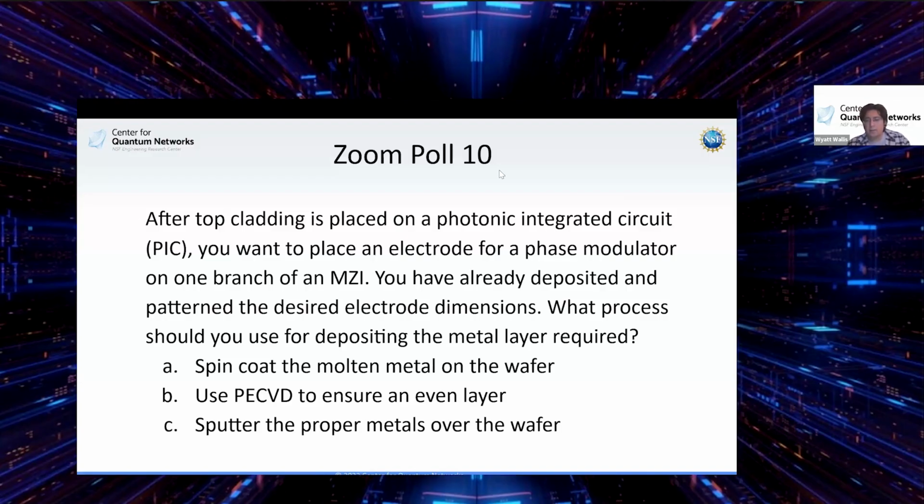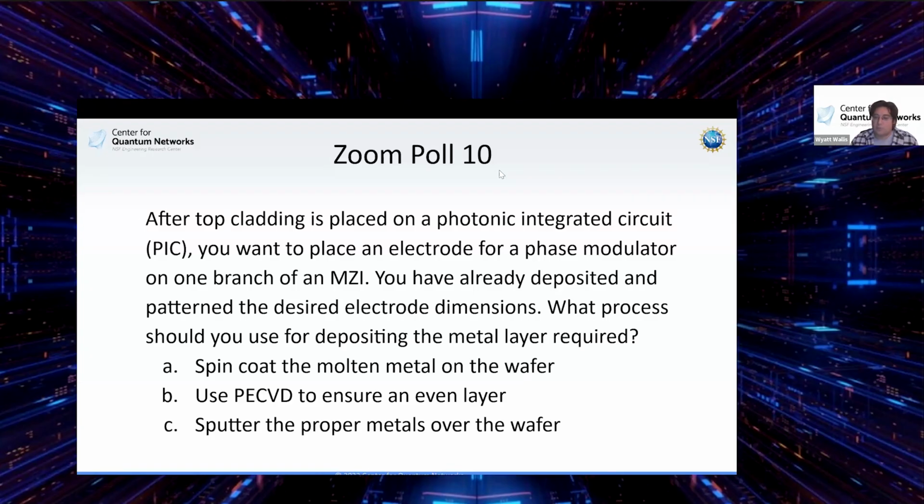Alrighty. So we had a good amount of people say PECVD, and a good amount of people say sputtering. Most of the time when it comes to metals, I would suggest sputtering. PECVD is not usually the one that you would use for metals. There are some CVD processes where you do deposit metals, but most of the time sputtering is what you would want to use.